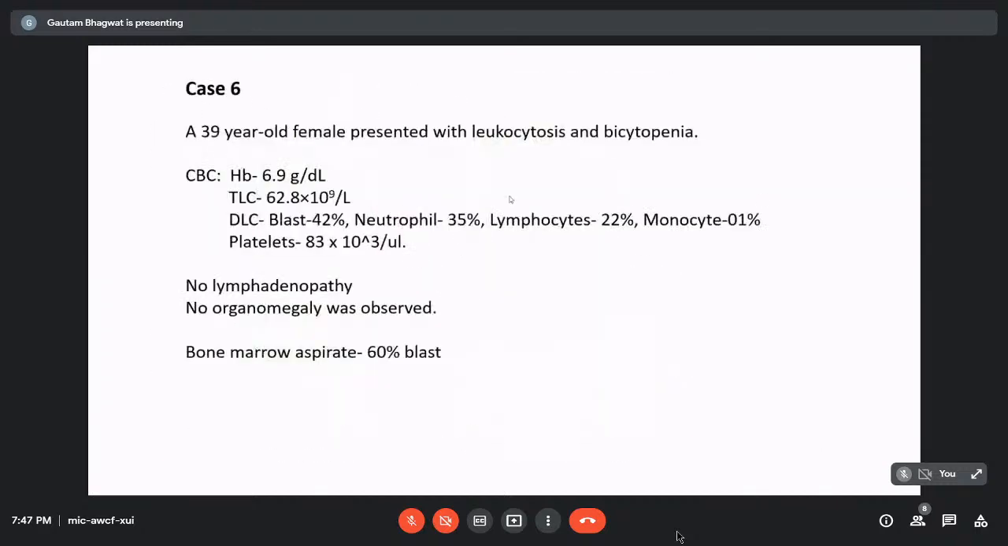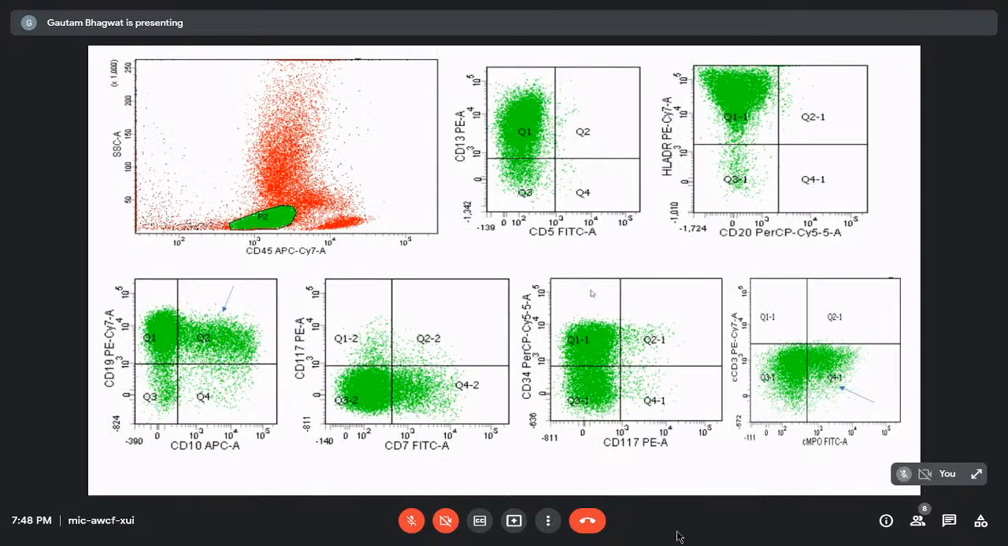Coming to the next case, a 39-year-old female presented with leukocytosis and bicytopenia, again blasts 42%, no lymphadenopathy, no organomegaly, bone marrow 60% blasts, acute leukemia. What type of acute leukemia? Now note the markers. So CD13, HLA-DR positive.